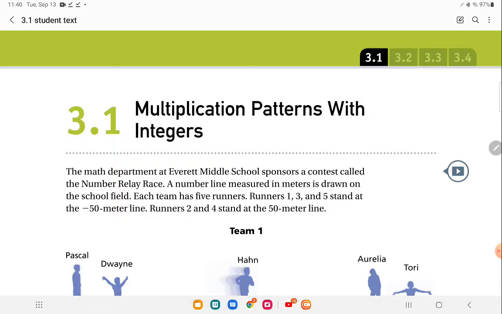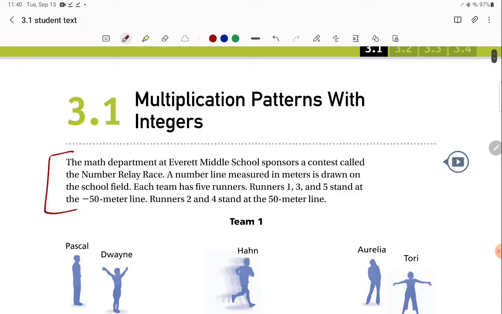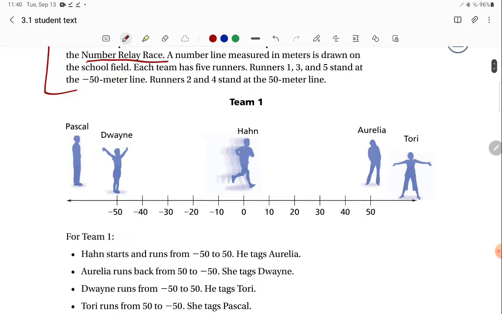And you have to understand the problem because all of the problem sets that we work on are based off of that problem. In this case, the problem is defined right here as a game that the math department at Everett Middle School is sponsoring, and it's called the number relay race. A number line, measured in meters, is drawn on the school field. Each team has 5 runners. 1, 3, 5 stand at the negative 50. 2, 4 stand on the positive 50. So here's 2 and 4. Here's 1, 3, 5.